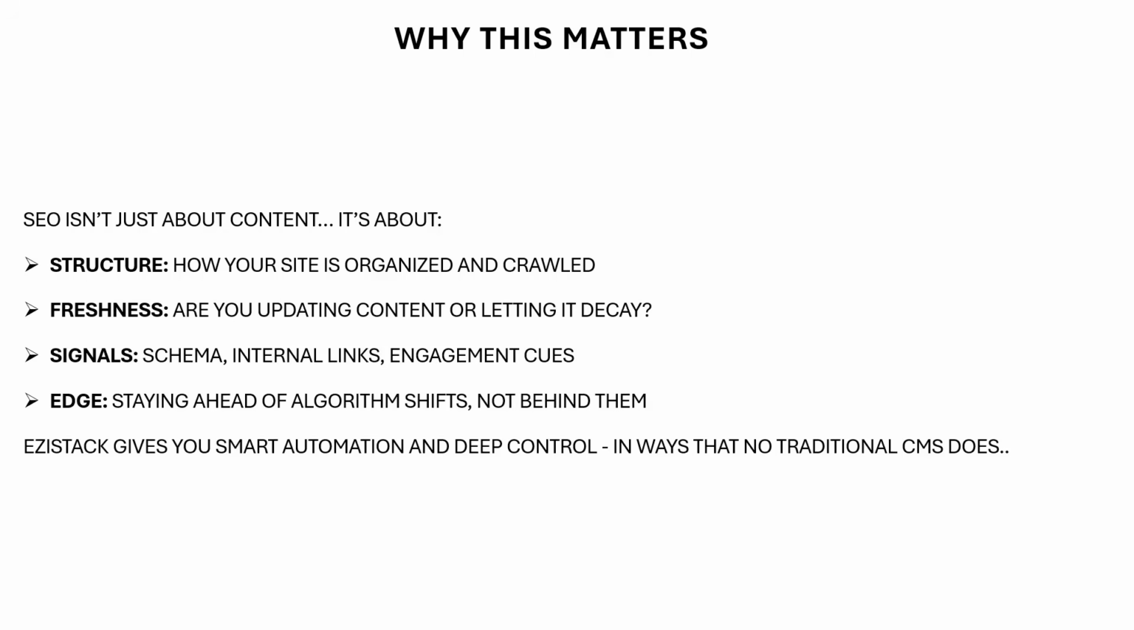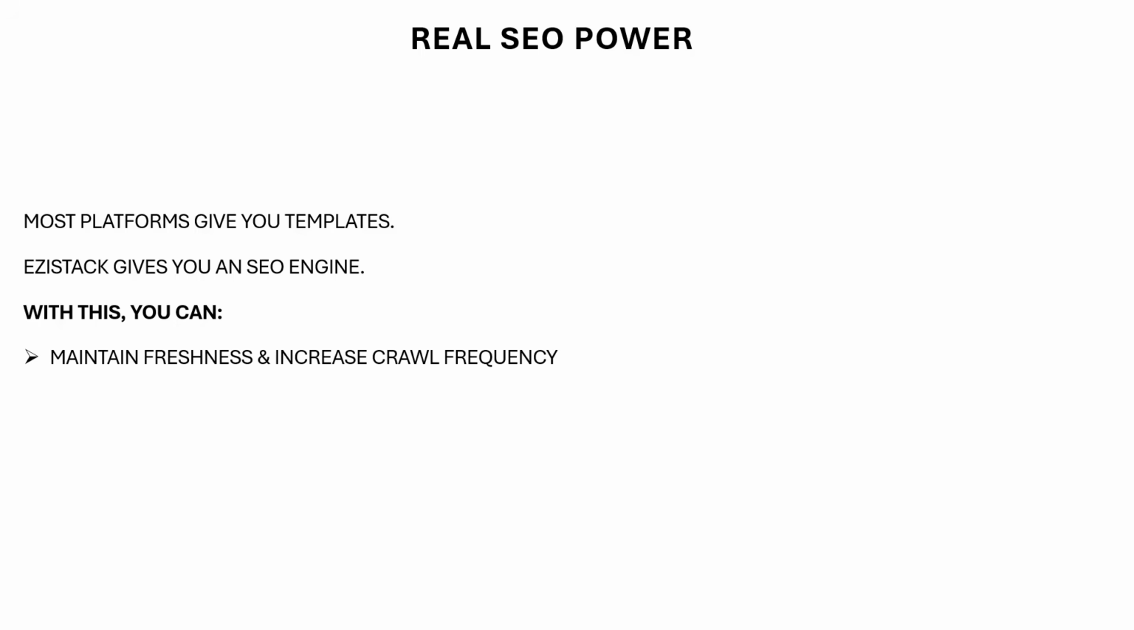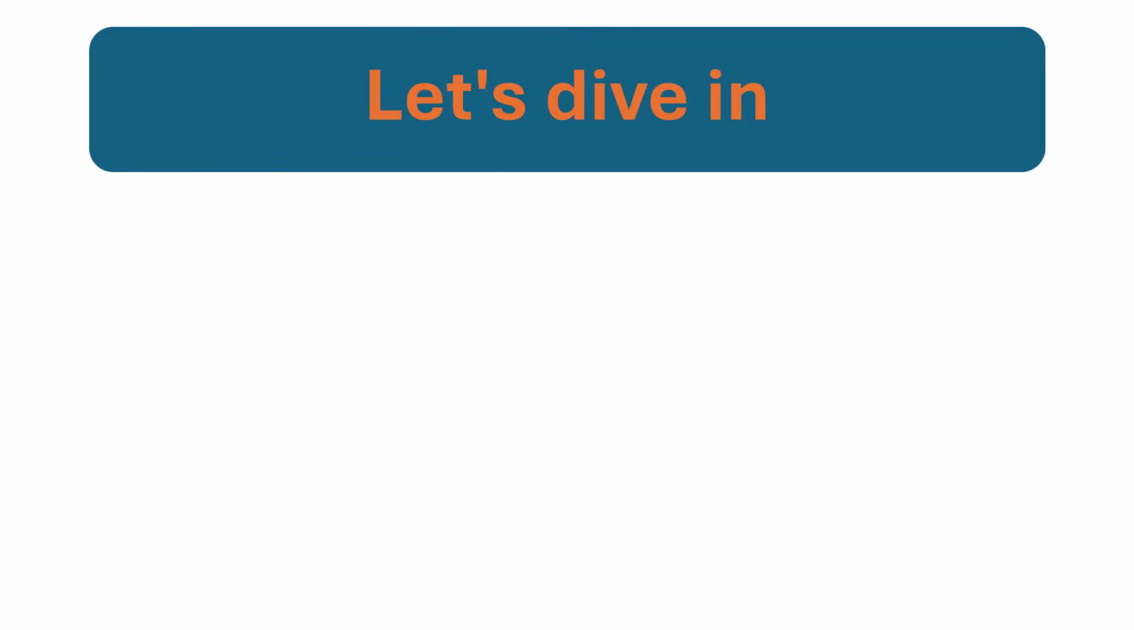EziStack gives you smart automation and deep control in ways that no traditional CMS does. Most platforms give you templates. EziStack gives you an SEO engine. With this, you can maintain freshness and increase crawl frequency. You can add semantic and structured data without code. You can curate relevant trends without effort. And you can control your site's architecture for ultimate visibility.